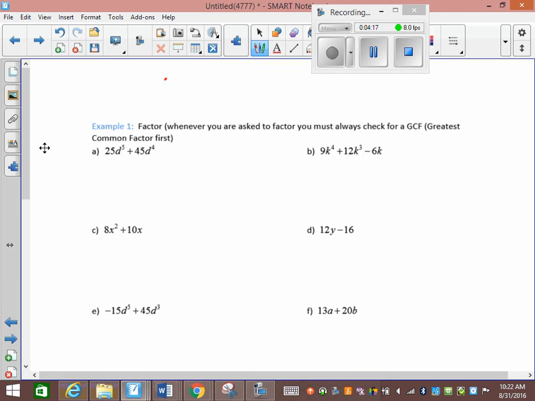Let's look at these ones. Example 1. Factor. Whenever you're asked to factor, you must always check for GCFs. That's the first thing you're going to do. You're going to check for GCFs and difference of squares. Those are the only two things I can make you do. I can't make you do trinomial factors.